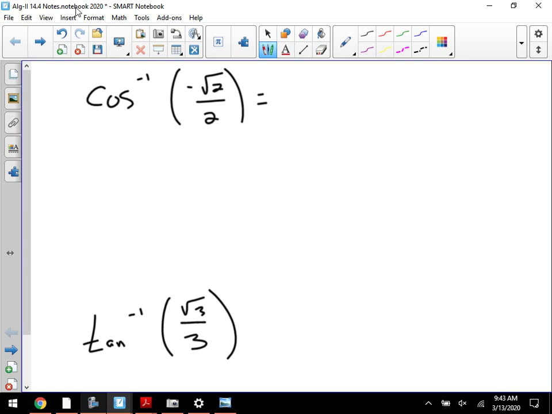So when we did this last week, cosine negative root 2 over 2, cosine's negative, we would find that within the second quadrant. We okay with that? We also know that when you have root 2's over 2's, it's got to be a 45, 45, 90. All right? So we would draw our 45, 45, 90. And my reference angle is the up 45.